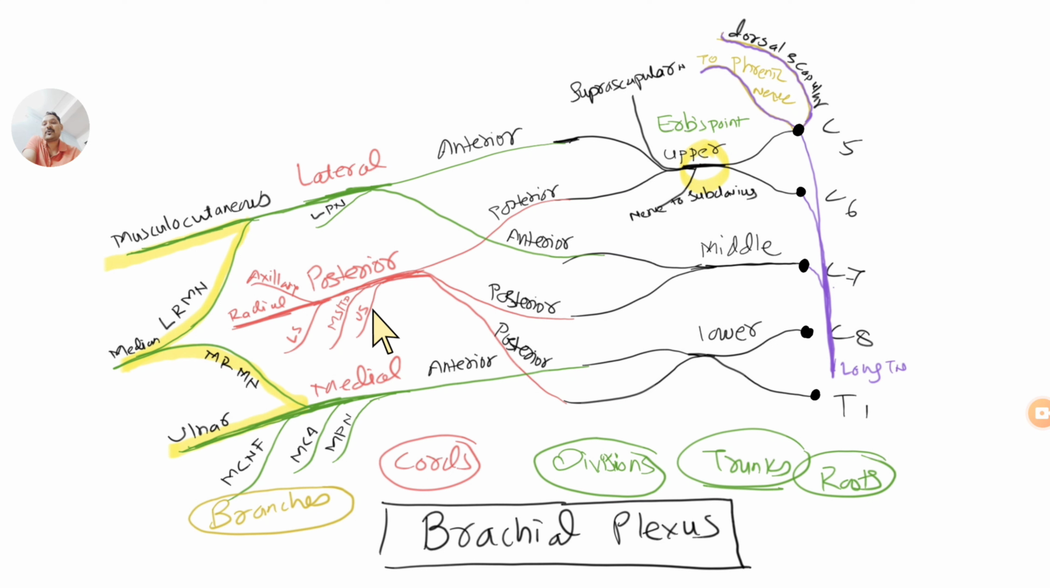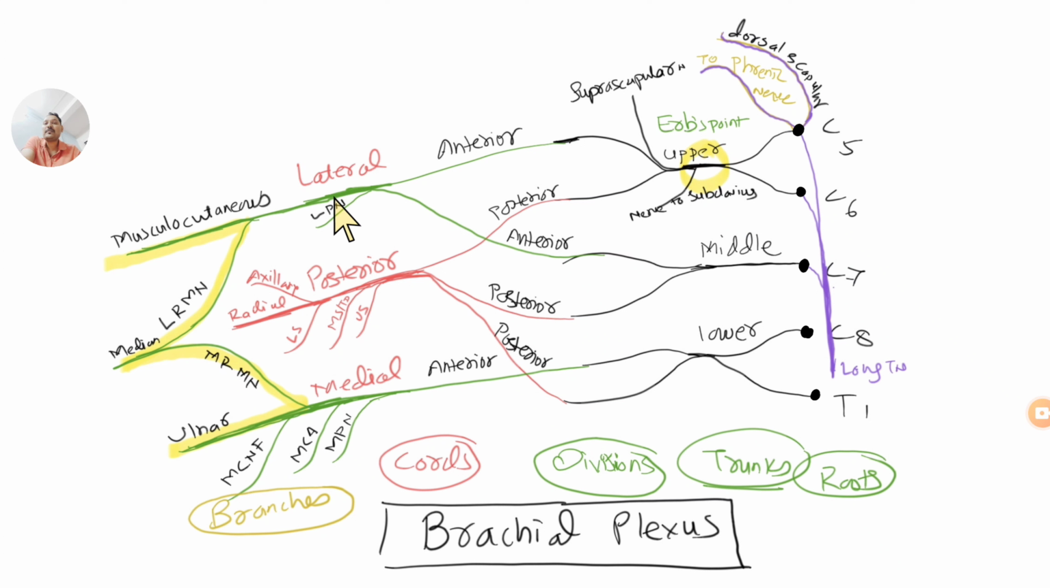Because these cords are given this directional name with respect to the second part of your axillary artery. Your lateral cord is lateral to the second part, the medial cord is medial to the second part of the axillary artery, and the posterior cord is posterior to the axillary artery. That is why they have the names medial cord, posterior cord, and lateral cord. This is strictly in accordance with the relationship to the second part of the axillary artery.